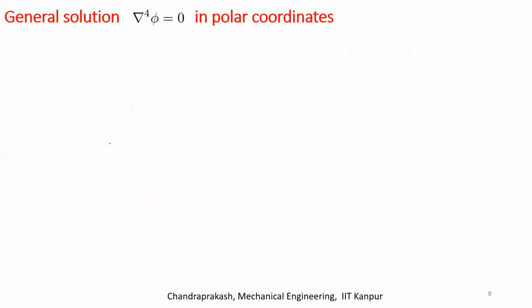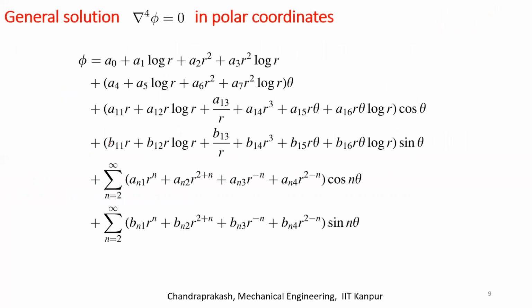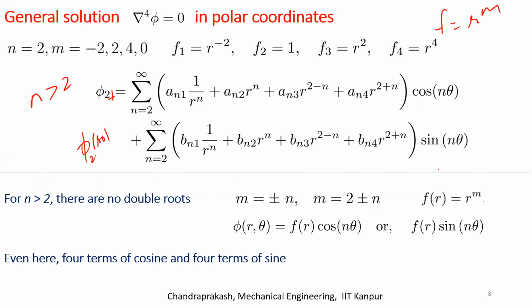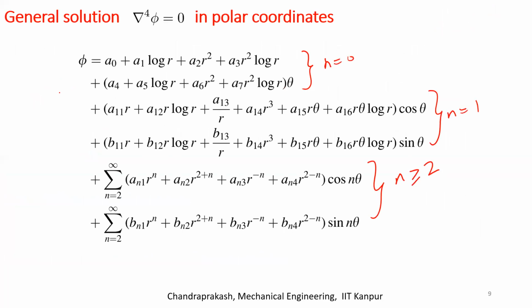Okay. So if you look at your overall expression, these are the terms for n equal to 0. These are the terms for n equal to 1. And these are the terms for n greater than or equal to 2. In the previous slide, what did I write? Yeah, this is n greater than or equal to 2. So this is what your general solution for the biharmonic equation in polar coordinates looks like.